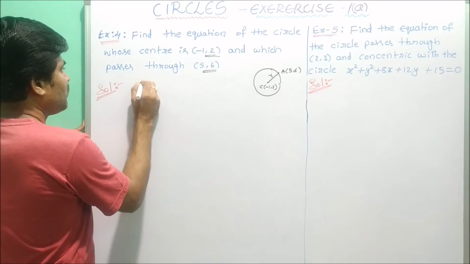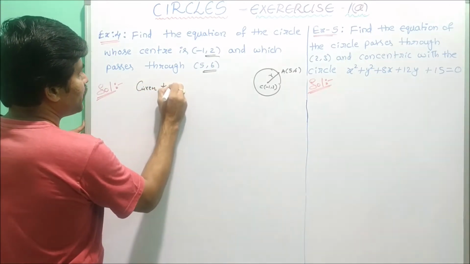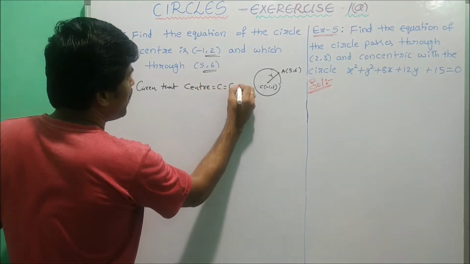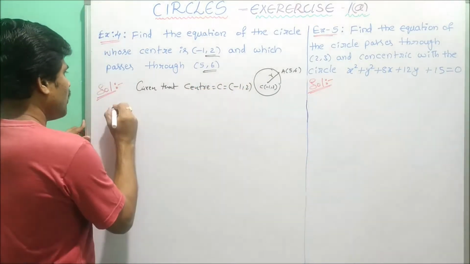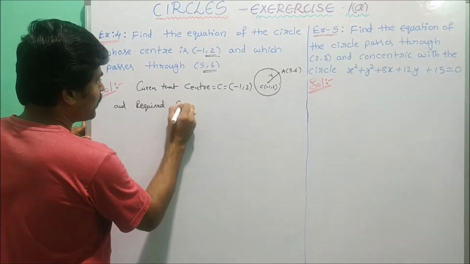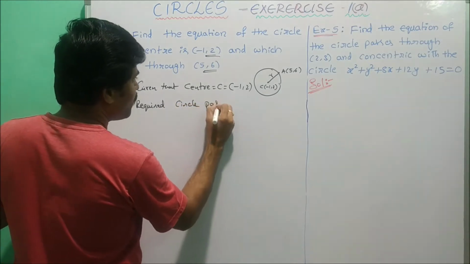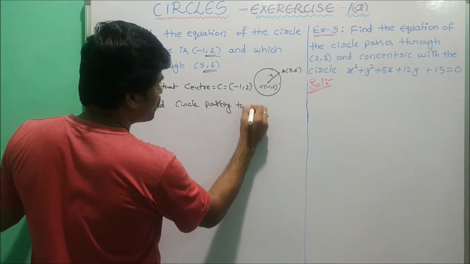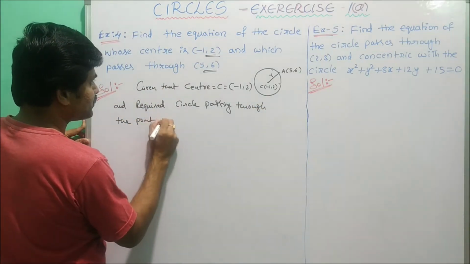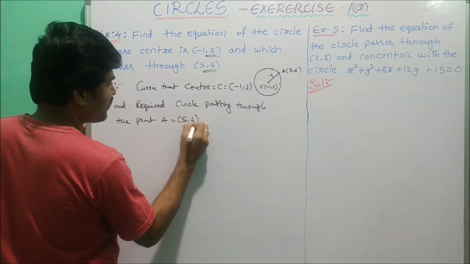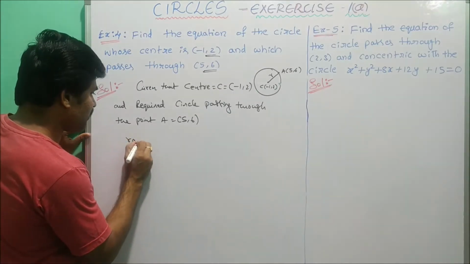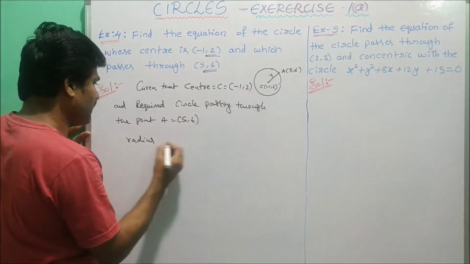Now we go to the solution. Given that center C equals (-1, 2) and the required circle passes through the point A (5, 6). First, to find the radius of the circle. Here the radius equals the distance between the points C and A.